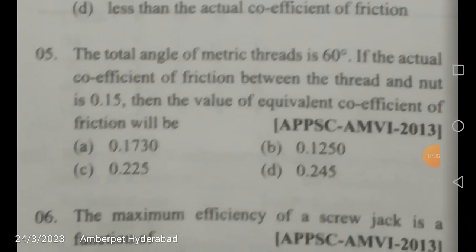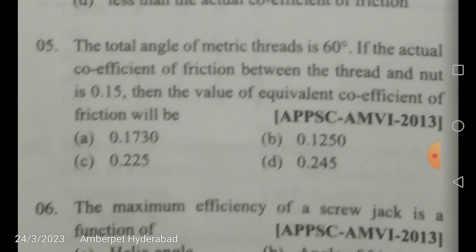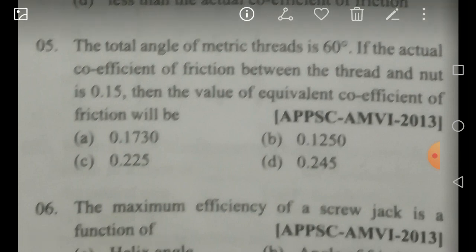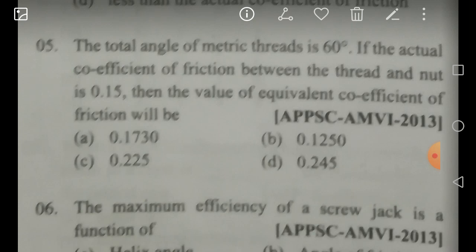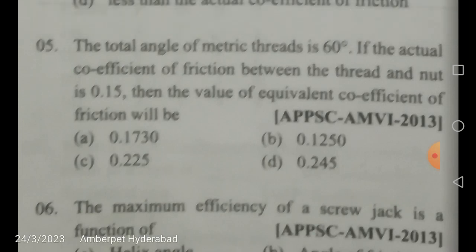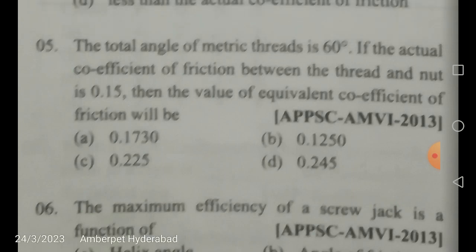The total angle of metric threads is 60 degrees. So 2 beta is given as 60 degrees, so beta is equal to 60 by 2, that is 30 degrees. If the actual coefficient of friction between the thread and nut is 0.15, then the value of the equivalent coefficient of friction, mu dash, is asked. Mu is given as 0.15. So substitute in mu dash is equal to mu by cos beta, that is 0.15 by cos 30 degrees. It turns out to be 0.1732.